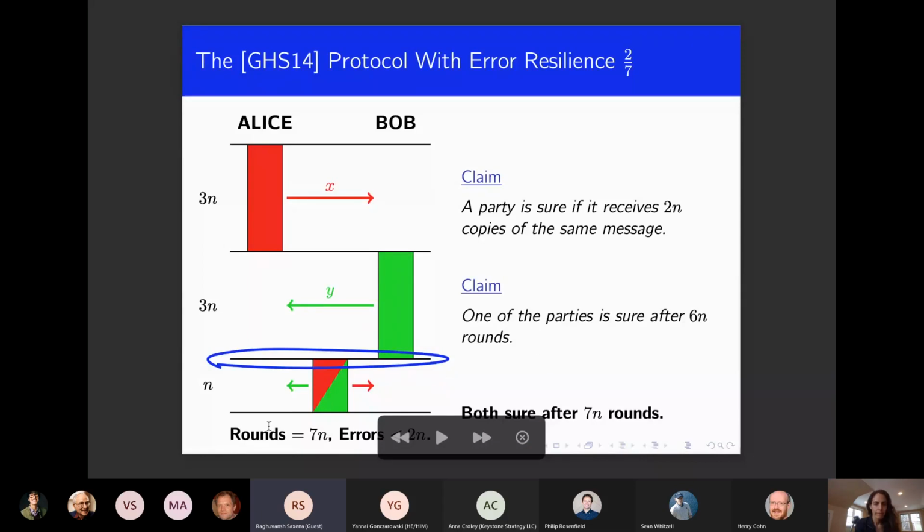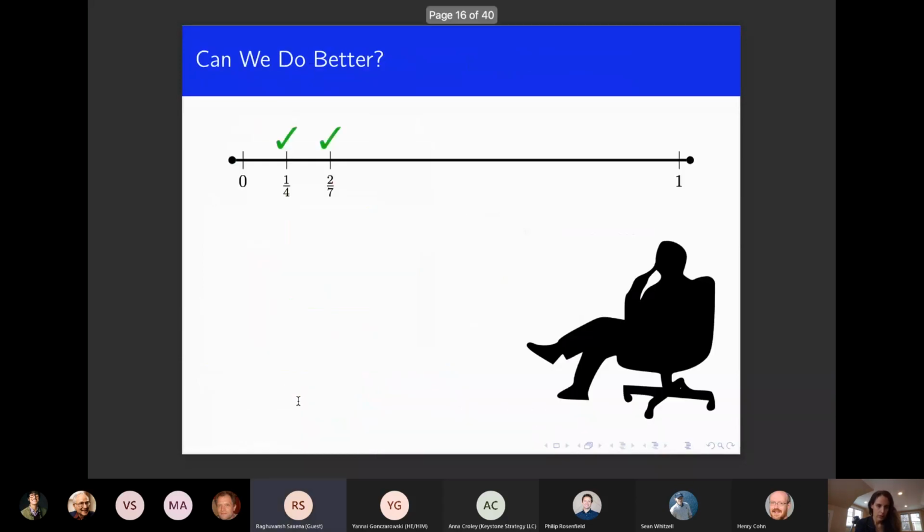You have adaptive rounds and non-adaptive rounds and adaptive rounds, and this gives you error resilience of 2/7. So here is how the landscape looks. You have 1/4, which was non-adaptive. You knew this was the best possible. And then I gave you a protocol that was 2/7, but it was adaptive. And the question to ask is: is this the best possible for adaptive protocols? Is this the highest error resilience you can hope for?